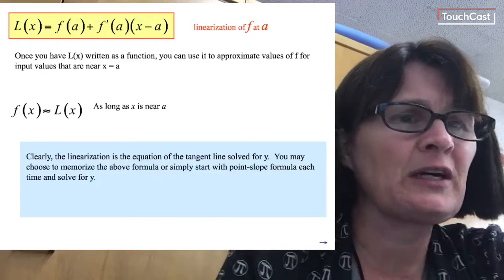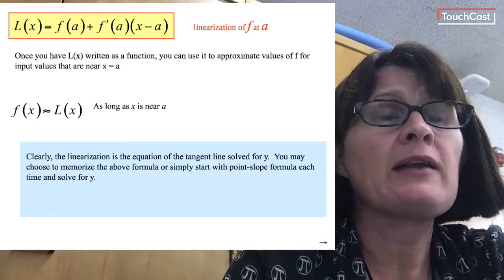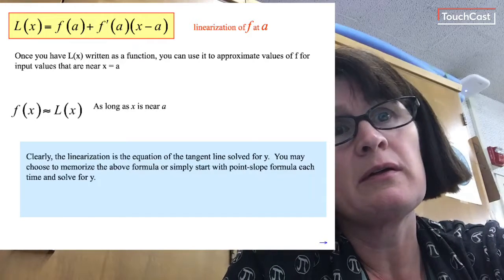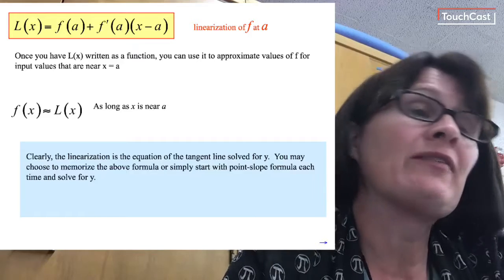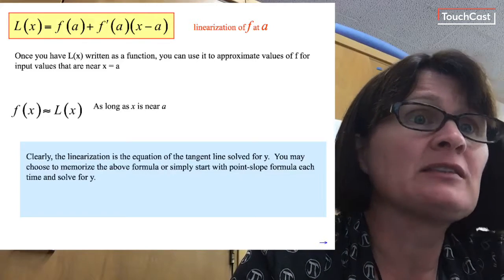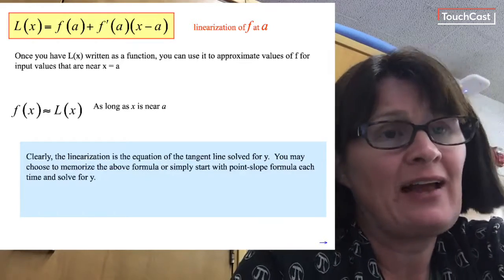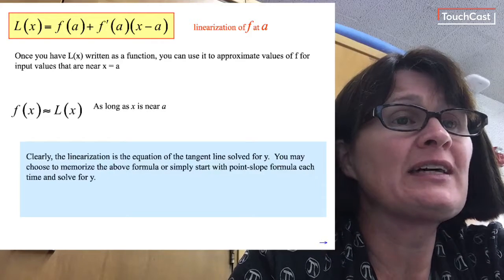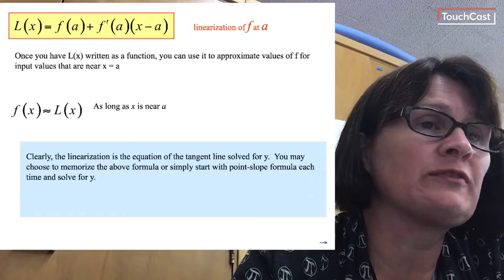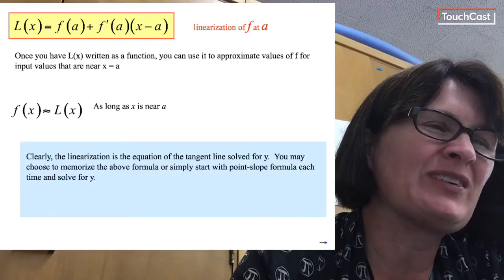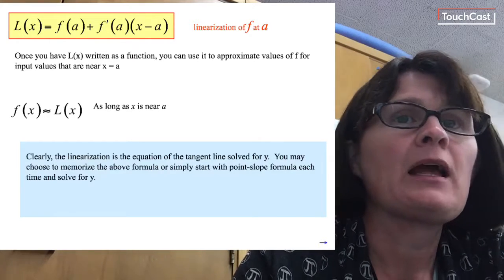All right, that slide kind of summarizes things I just said. That function, once I've isolated the y in the tangent line equation, what I have on the right-hand side is a function of x, and I can write that as L of x. That's going to be a function that tells me approximations for output values to the original function, as long as my input value is near the original a.